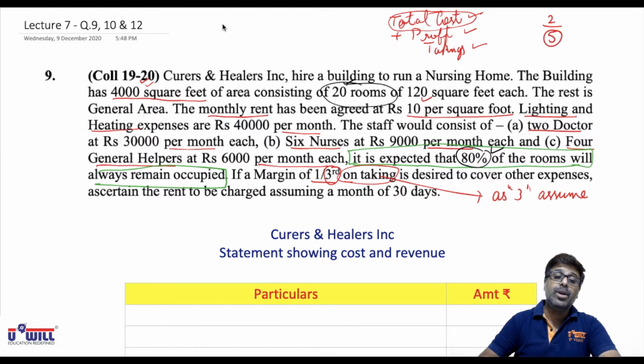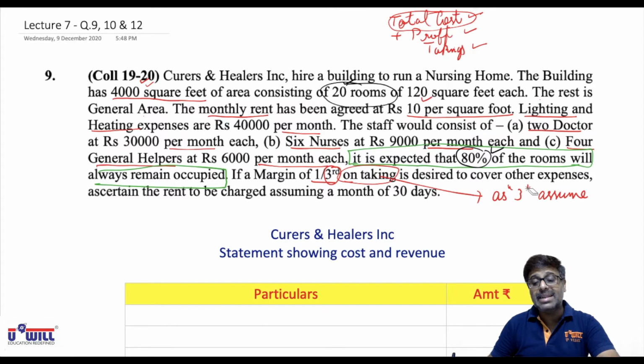Whatever is the denominator, you assume that amount. If it is given in percentage, then you take it as 100. But here it is given 1/3, so we'll assume the takings as 3. Margin means profit. Profit of 1/3 is desired on the takings to cover the expenses. What is asked? Ascertain the rent to be charged, assuming a month of 30 days.